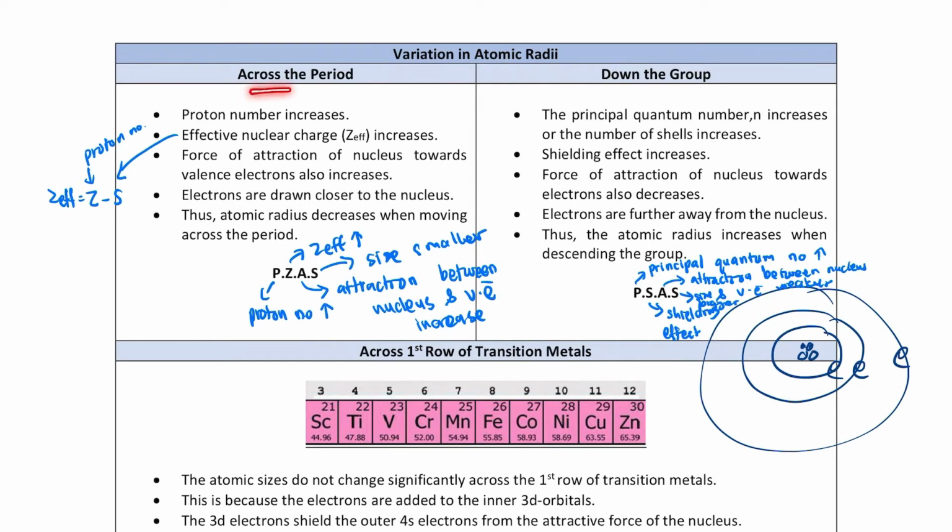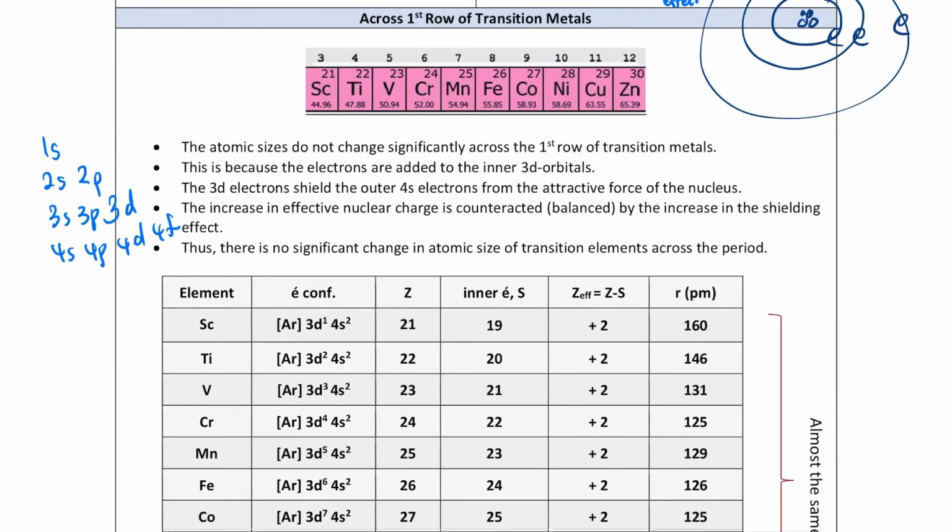Okay, so point kamu perasan kat sini, when we are talking about across a period, kita mesti guna ZEF. Bila kita explain about down the group punya size, kita mesti guna shielding effect. Lastly, let us look at trend of atomic radius across first row of transition metal. Before this, kalau across a period, size getting smaller, but that is not what happened to first row of transition metal. Ni dia tak sama. Apa yang berlaku sebenarnya dekat first row of transition metal? Dia kata the atomic size do not change significantly across first row of transition metal.